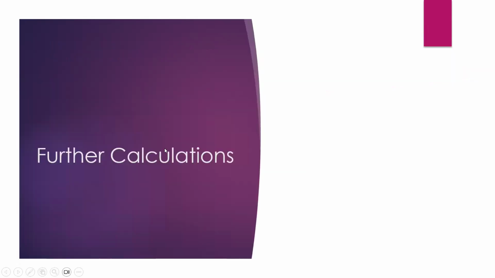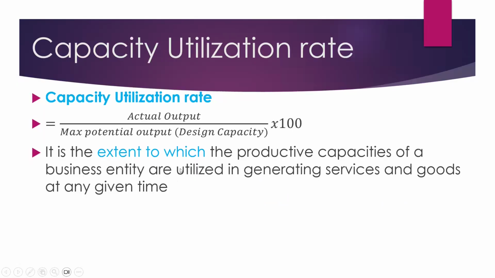So let us take out some other parameters from the calculations. One of the parameters is capacity utilization rate. Capacity utilization rate is equal to the actual output divided by the maximum potential output, or the design capacity. It is the extent to which the productive capacities of a business entity are utilized in generating services and goods at any given time.